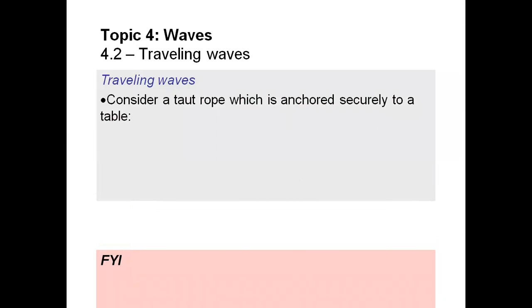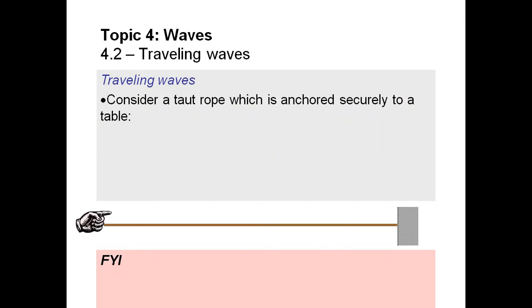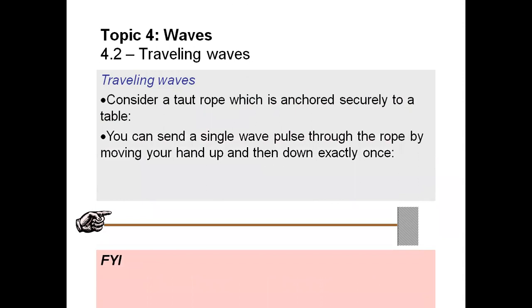Consider a taut rope which is anchored securely at a table. So we have a tight rope, and we will fix that rope to the end of a table. The end of the table is here, and we have the taut rope here. We can send a single wave pulse through the rope by moving your hand up and down exactly once. So when we hold the end of the rope and move it up and down once, we will be able to send one signal.